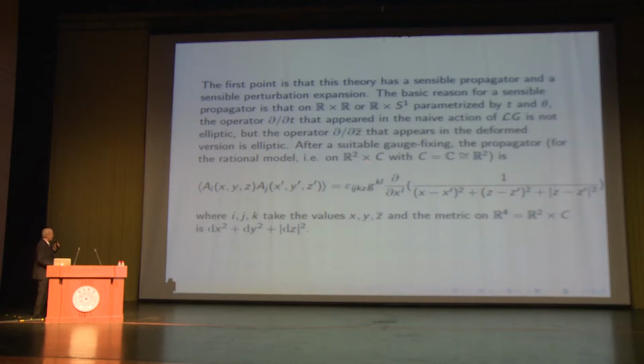Here's a slightly different version of it. And that's the propagator for the case that the topological space is R2 and that the complex space is just the complex z-plane with this measure. So to get a propagator requires gauge fixing. Well, the gauge fixing was done in a natural way that used this metric and gave that answer.